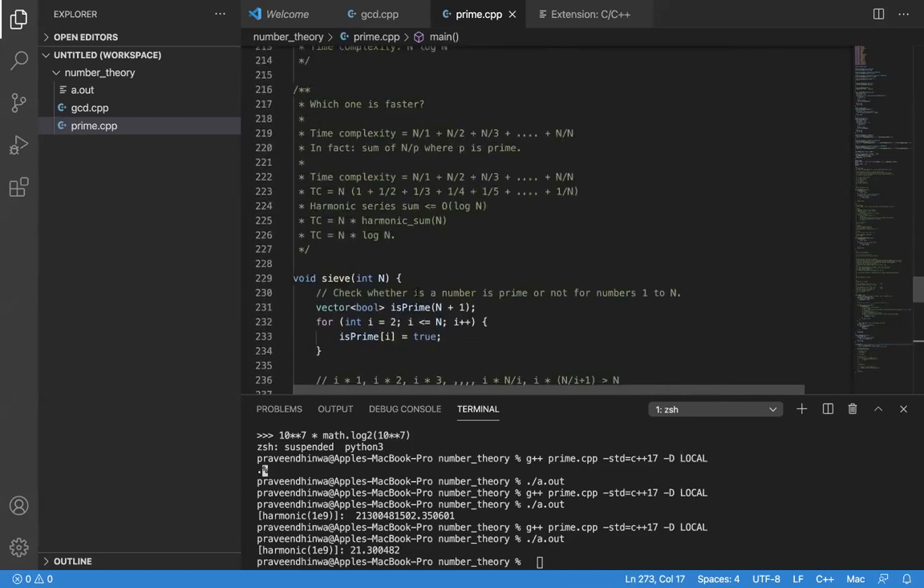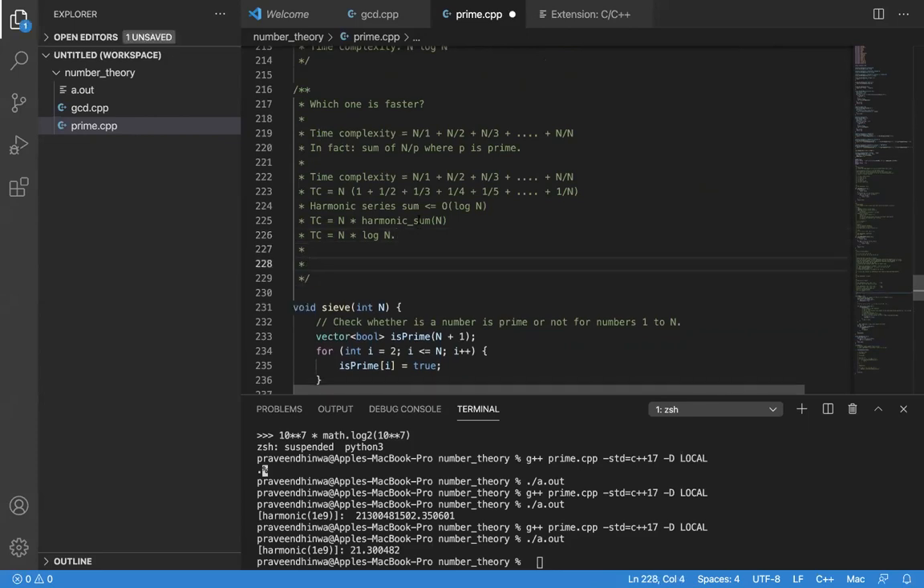You can prove it formally as well, but if you want to prove this, maybe I'll spend just a second. You can say that this number, the harmonic sum of n, would be less than the integration of 1 by x dx, where the limits are from 1 to n.